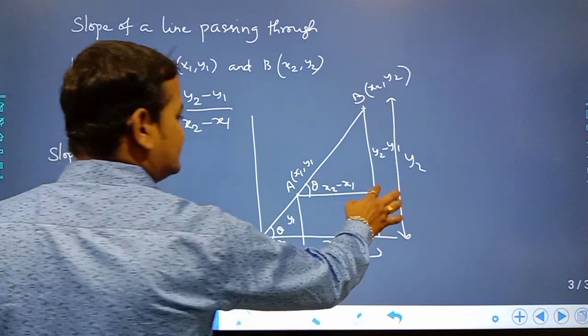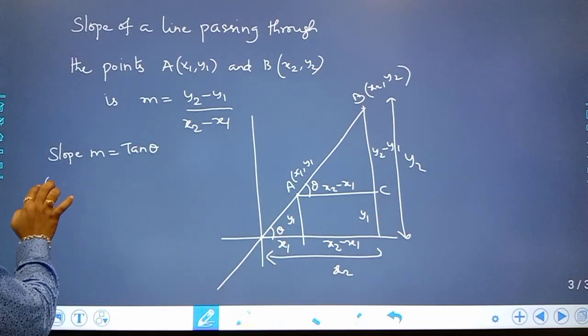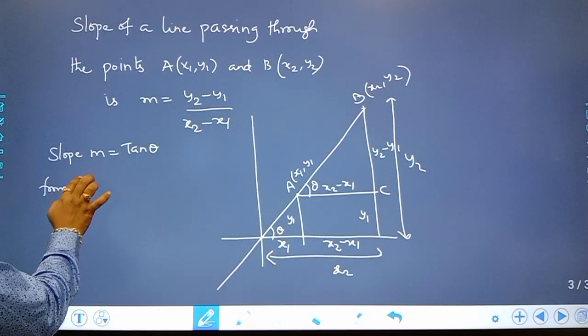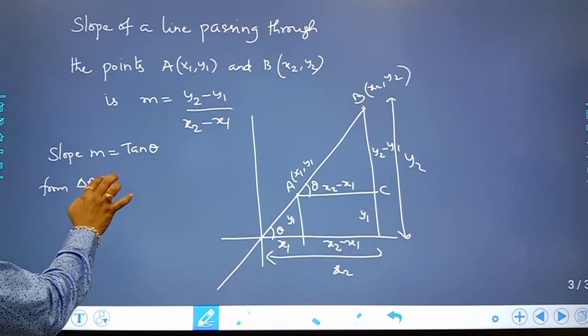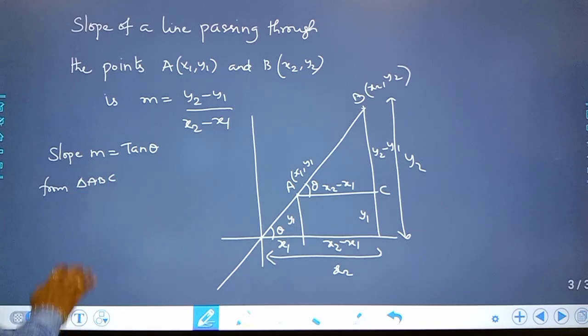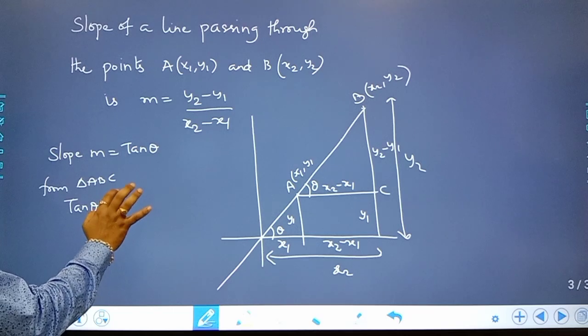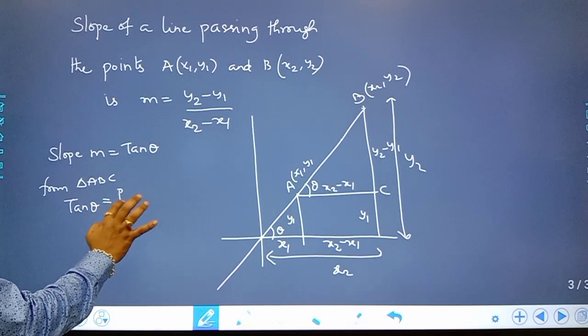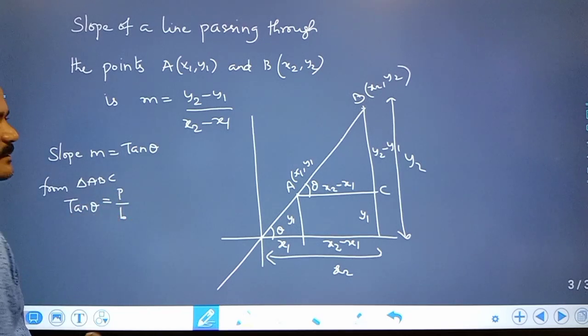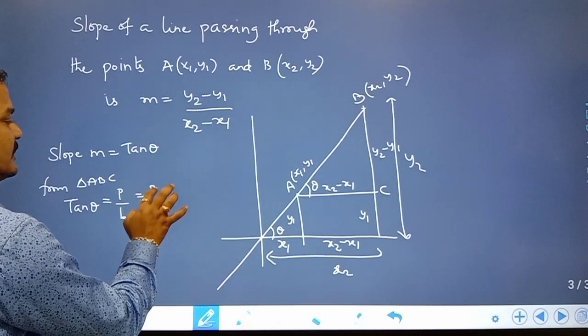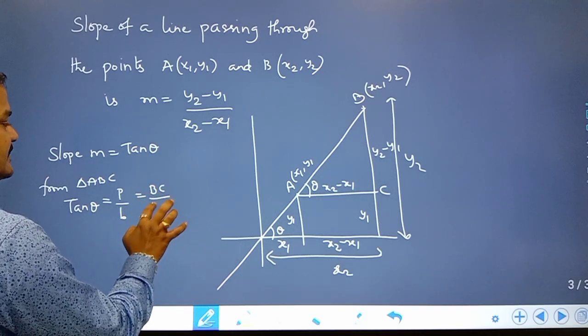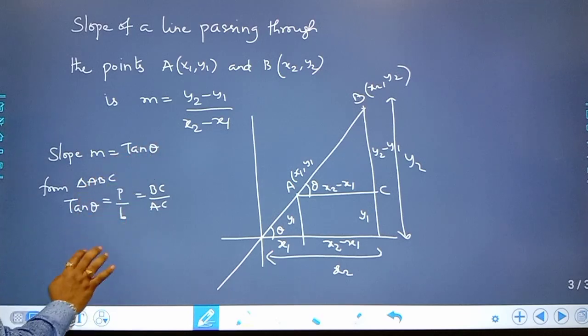Slope m is equal to tan theta. In our triangle ABC, what is the formula for tan theta? Opposite side, that means perpendicular by base. So that is equal to BC by AC. But our tan theta is the slope.